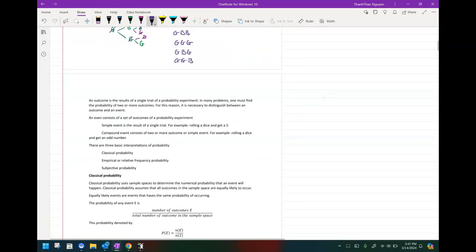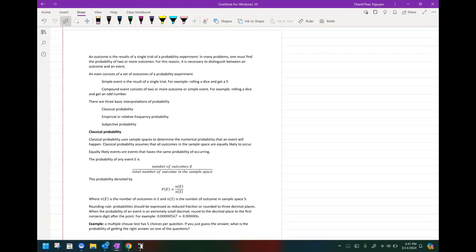An outcome is the result of a single trial of a probability experiment. In many problems, one must find the probability of 2 or more outcomes. For this reason, it is necessary to distinguish between an outcome and an event. An event consists of a set of outcomes of a probability experiment.